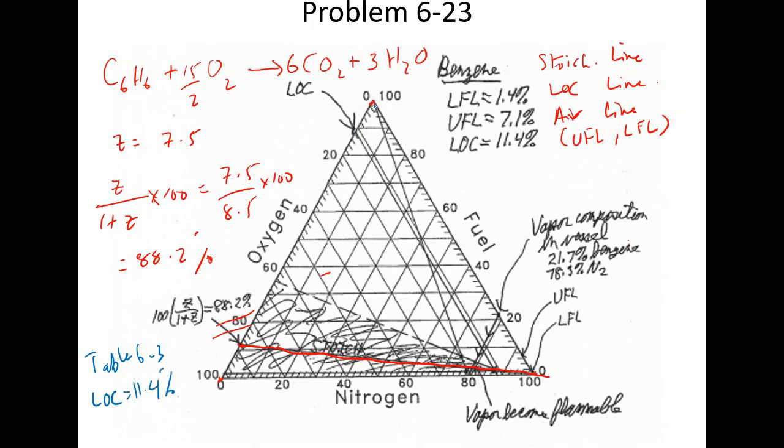So we go here: this is 0, this is 20, so this is 11.4%, and then we go parallel to this line. I'm going parallel to that line down there. Okay, so I have an intersection here. Now the final line that I want is the airline.